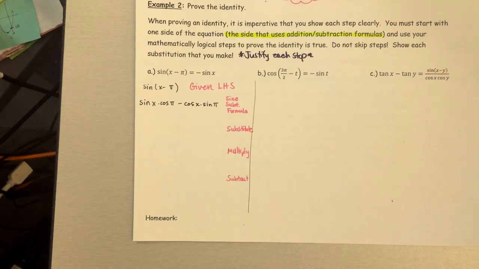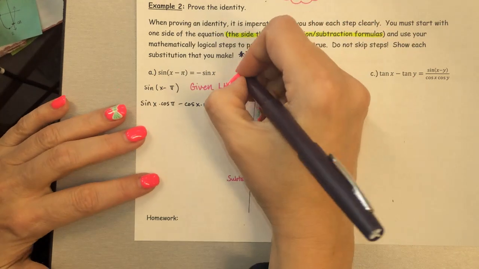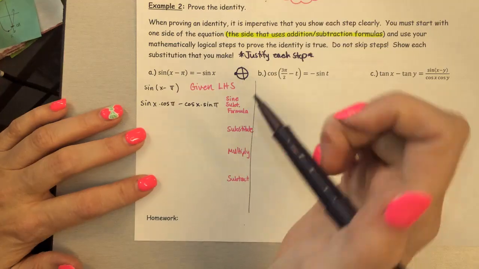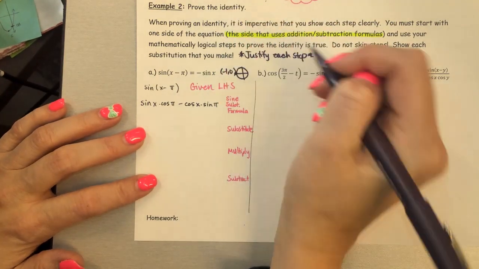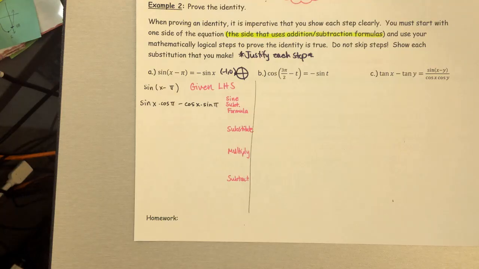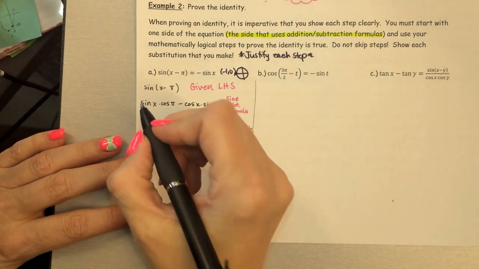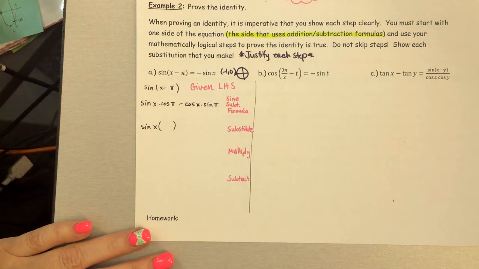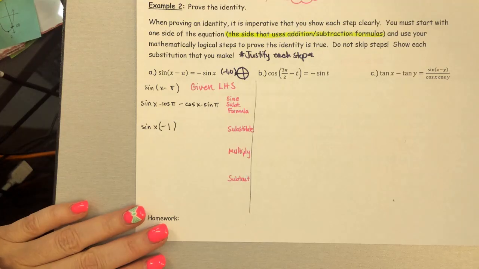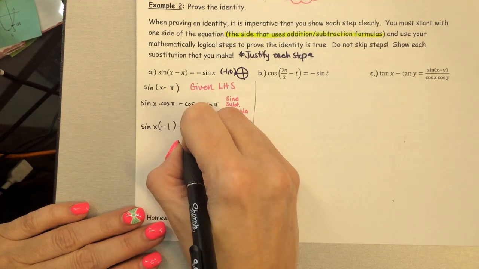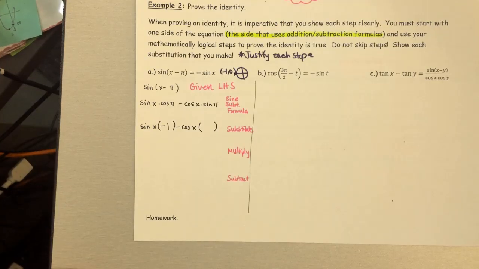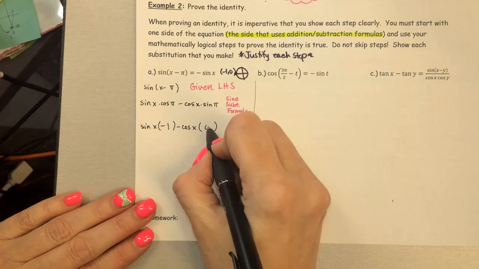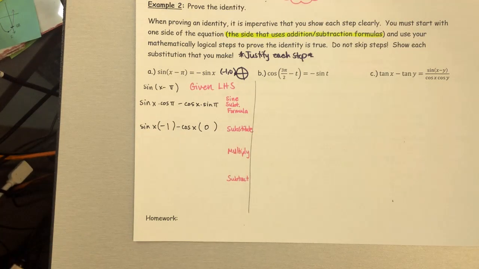So when you're substituting, if you have pi, just think about where that is on your unit circle. So pi is right here. That point is -1, 0. So when you're doing the substitution, this is going to be the sine of x, and then the cosine at pi is -1, minus the cosine of x, and then the sine of pi is 0. Sine is the y, cosine is the x.